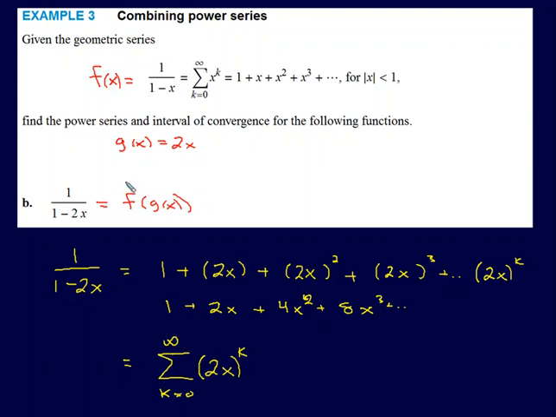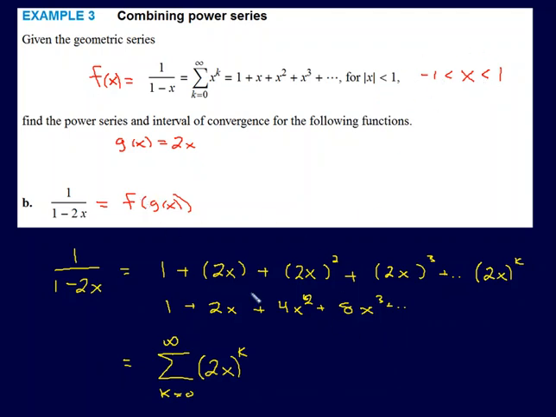Now, this is a good time to bring up what the interval of convergence is, because in the original power series for f, the interval of convergence is the numbers between -1 and 1. The interval for this function f is -1 to 1. That's not necessarily what it is now in this composition. What the theorem says was that this converges as long as the values of g of x are within the interval of convergence for f.